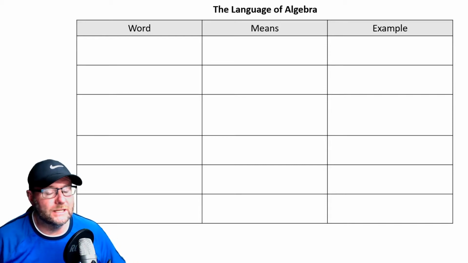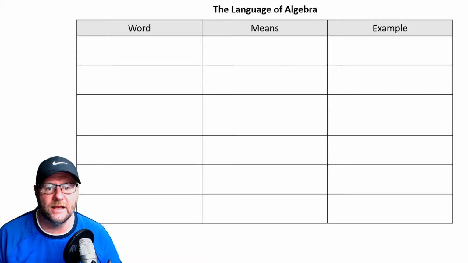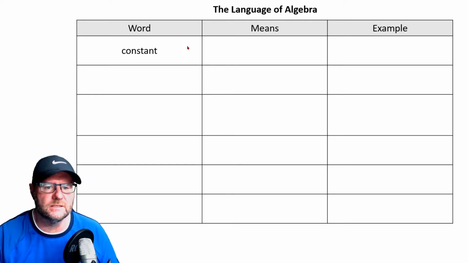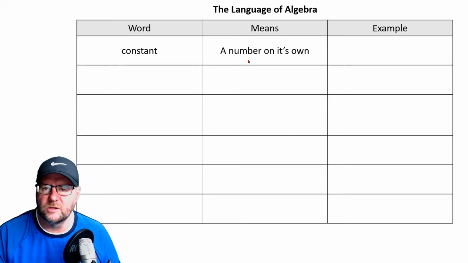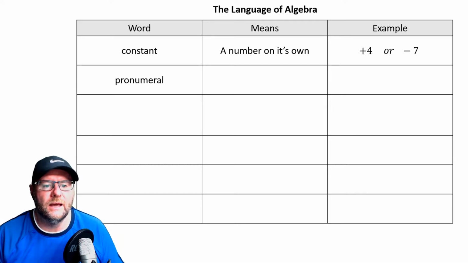All right, we're going to talk a little bit about the language of algebra and some of the words and terms that you're going to come across when we are talking about algebra. So let's go through a bit of a list. The word constant simply means a number on its own. So if you see something like +4 or -7, it's just a number. It doesn't change. The value of it is constant. It's always +4. It's always -7. So we call that a constant.